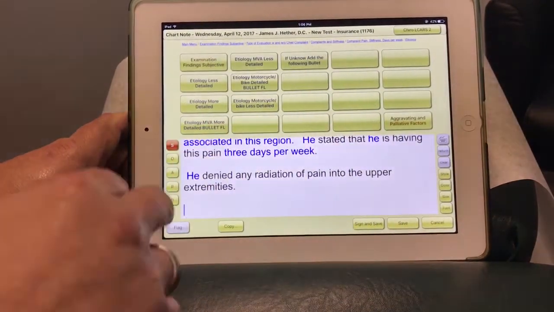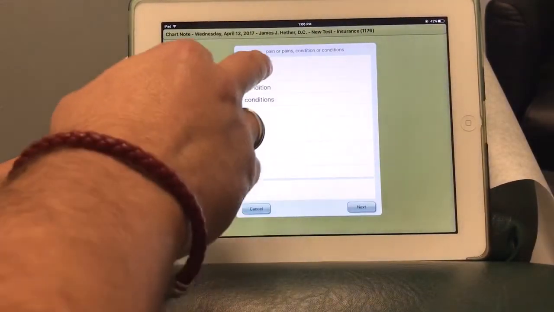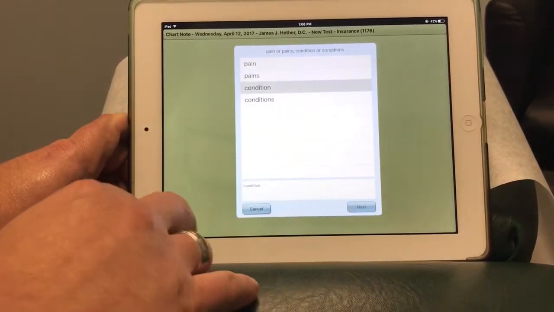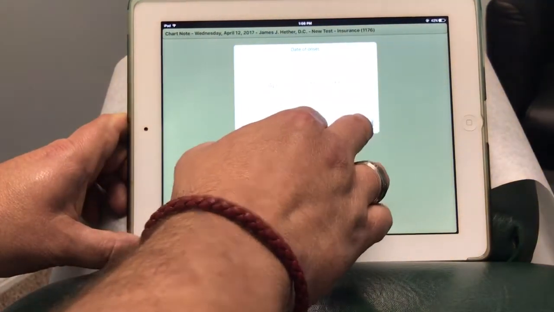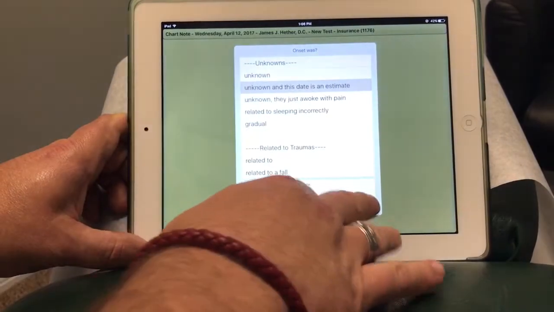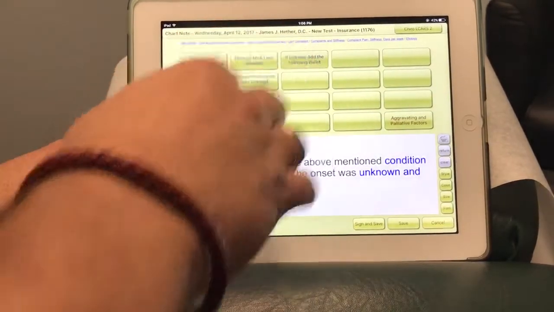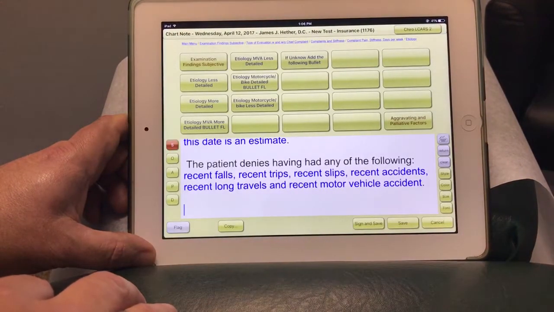When did this pain begin? It began yesterday, and they don't really know why. So this condition began yesterday, and we really don't have a reason for it, so it's unknown. But we did ask the patient if they've had any falls, trips, slips, or accidents, and they've denied that.